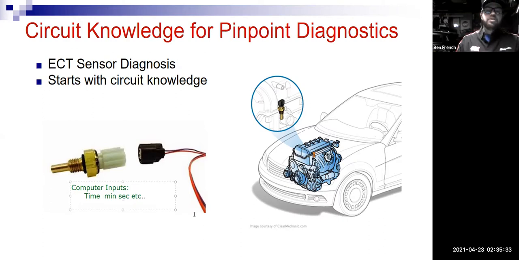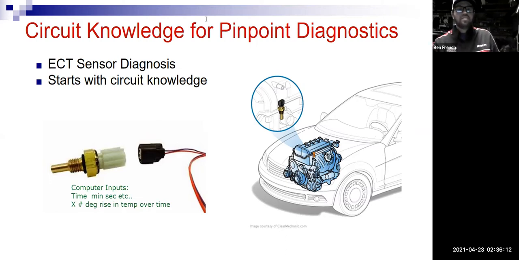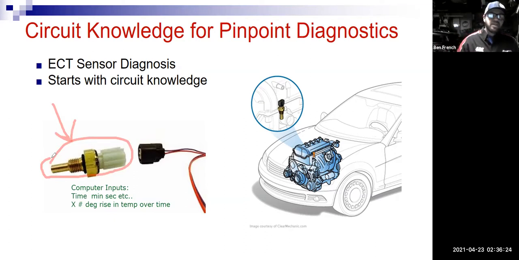So one of the things the computer is looking at is how much time has occurred from startup, okay? Why is that a big deal? Well, for something like the coolant temperature sensor, the engineers will learn through testing their engine design that you should have X number of degrees of rise in temperature over a certain period of time. So a modern car not only can set codes for our temperature sensor, but it can set codes for the thermostat itself.